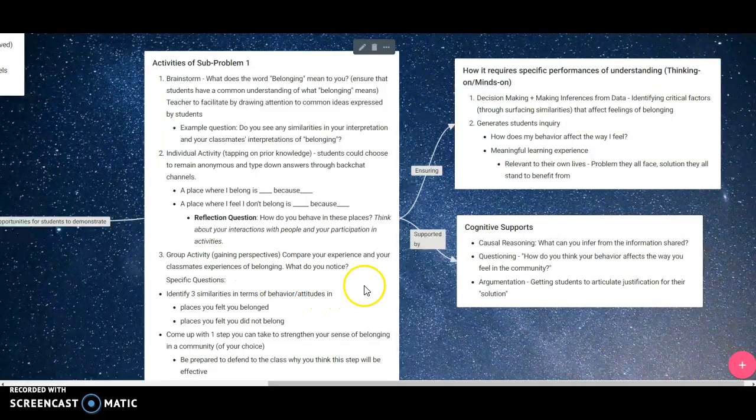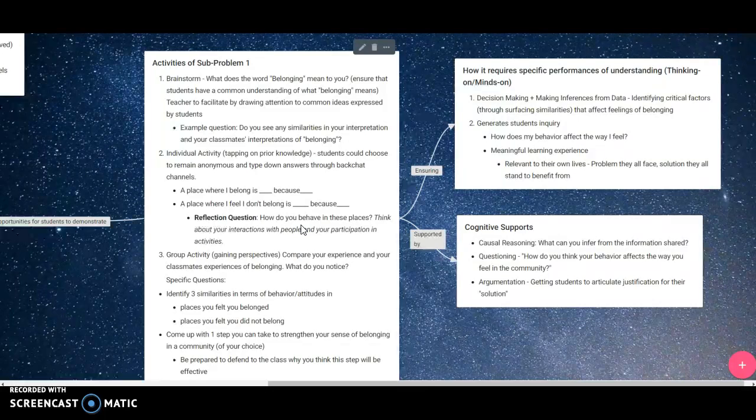Moreover, we have also embedded cognitive supports in the form of causal reasoning and questioning in the activities. For example, in Activity 2, to help students make the links between their actions and their feelings of belonging to the community, the teacher can prompt students to think about how their behavior affects their feelings in a community.